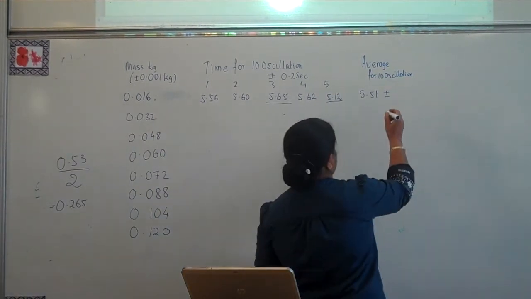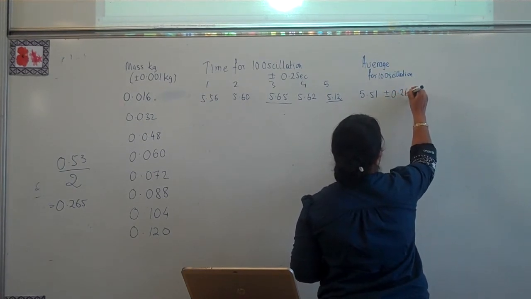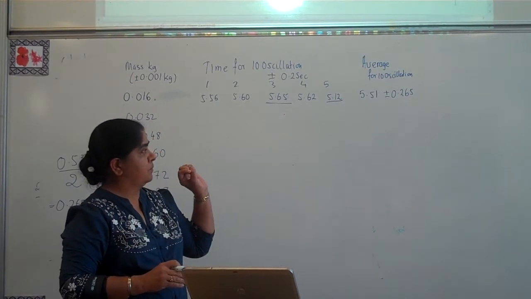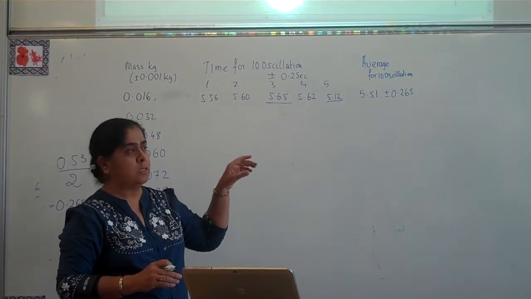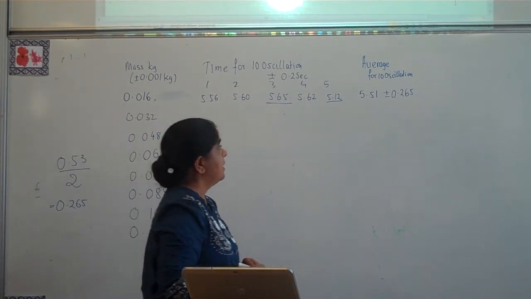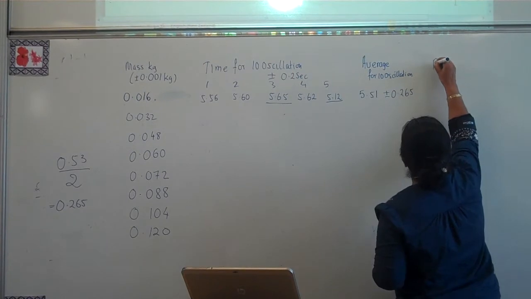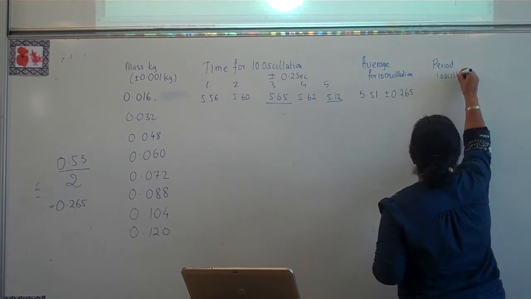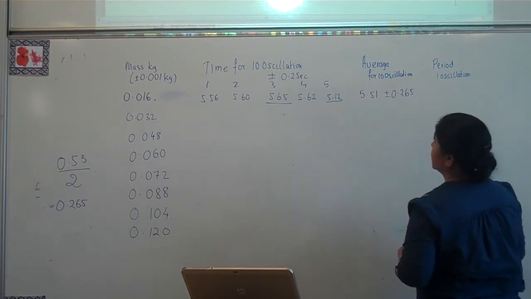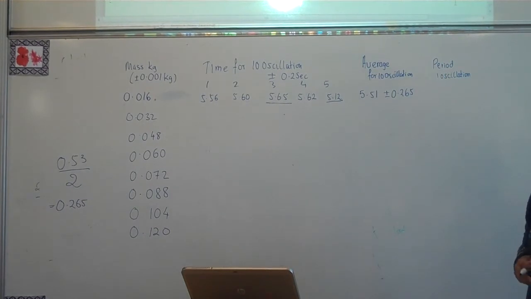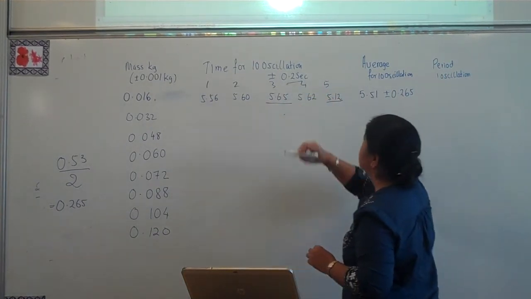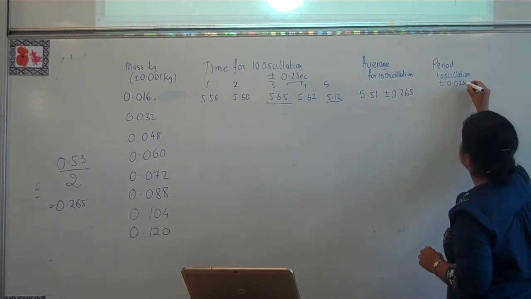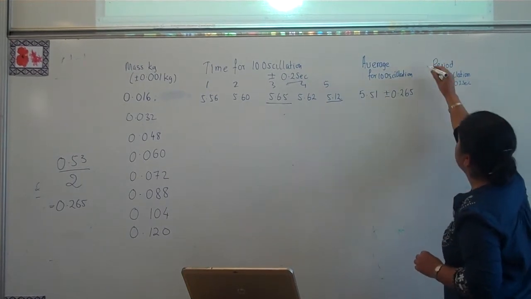5.51 plus and minus 0.265. Initially, I can write it as it is. I'm not doing any averaging here. I'm not doing any rounding here. Next you do is period, which is one oscillation. So how do we get one oscillation from 10? Just simply divide it by 10. That means this number also gets divided by 10. So plus and minus 0.02 seconds. Okay, and then you write the values there.